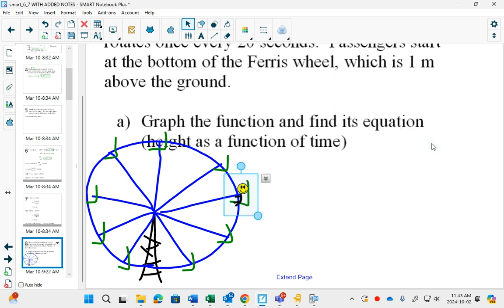There you are, super happy, sitting on your chair, going around and around and around. And because you go around and around, it doesn't go too far off. It's cyclical, so we can model this and find an equation with sine or cosine. We just have to think about DAB-C.